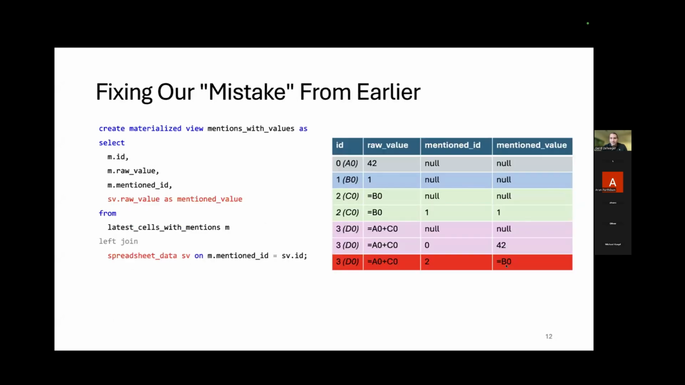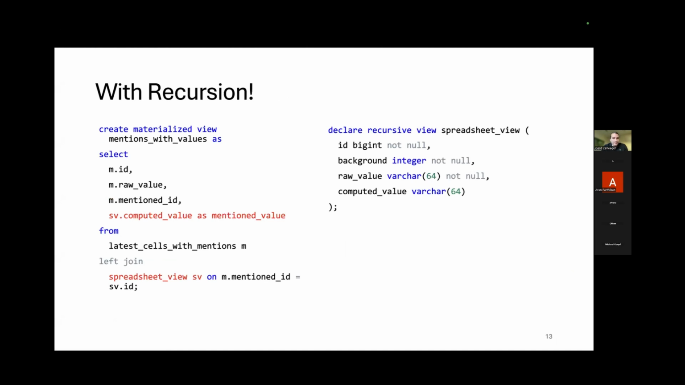So how can we fix this, right? Ideally, what the system should recognize is that B0 is another kind of reference that really points to 1, right? And it should really put 1 here instead of another reference, instead of B0. And if it would do that, then it would be able to calculate the final value of 42 plus 1. And so we can actually fix this very easily with recursion, right?